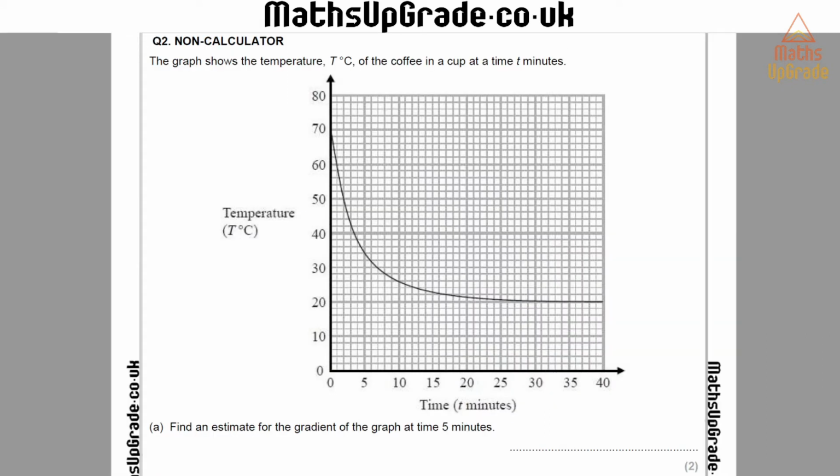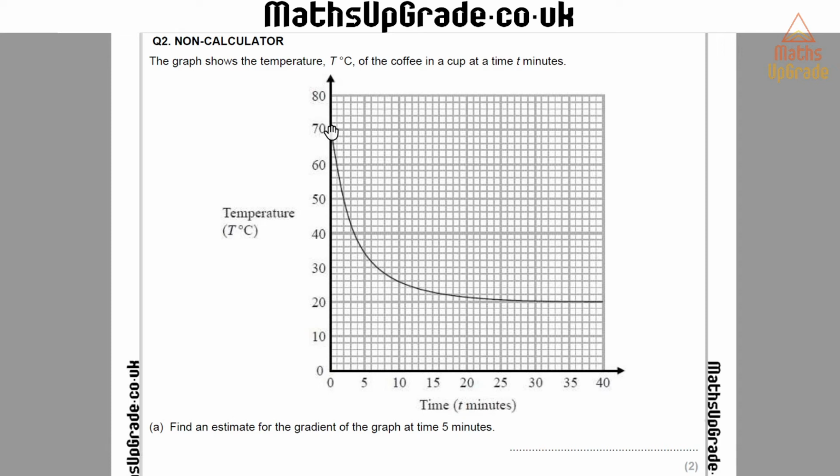Question 2 says the graph shows the temperature T of the coffee in a cup at a time small t minutes. So here's the temperature, capital T, along the y-axis, and here's the time in lowercase t, in minutes. So you can see, for example, as soon as you make the cup of coffee, it's virtually 70 degrees Celsius. But then the temperature goes down very, very fast. It's a very steep line down here. So it gets very cold. The rate at which it gets cold is very, very fast. But then it starts to level off, and then it gradually reaches 20 degrees Celsius.